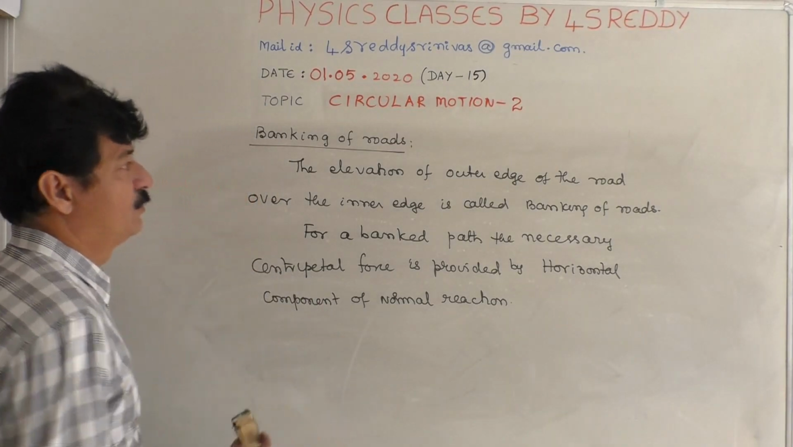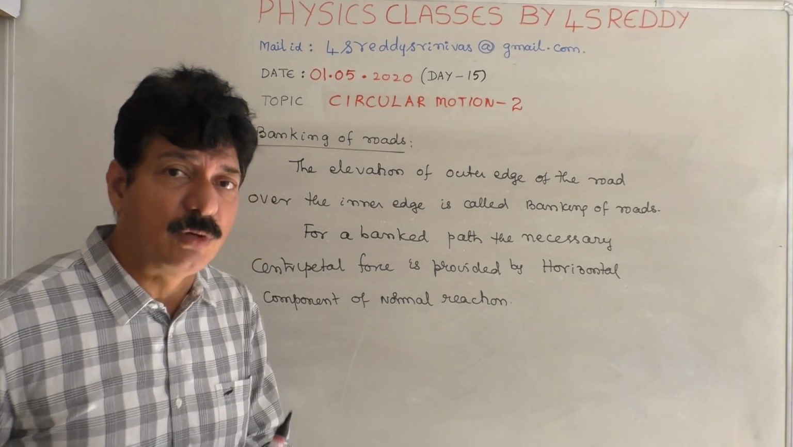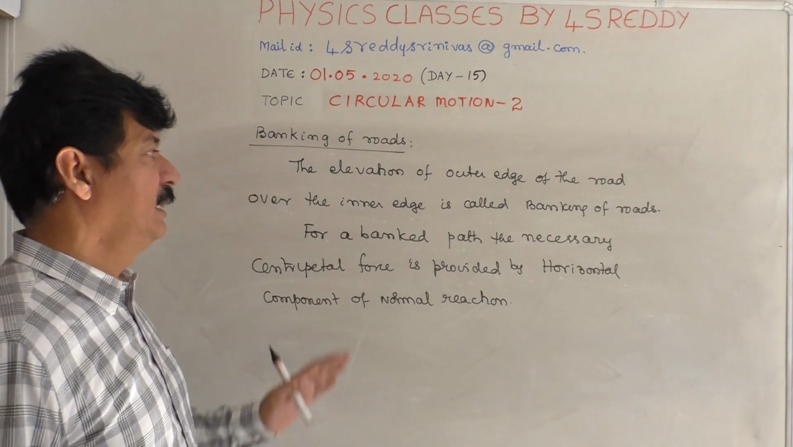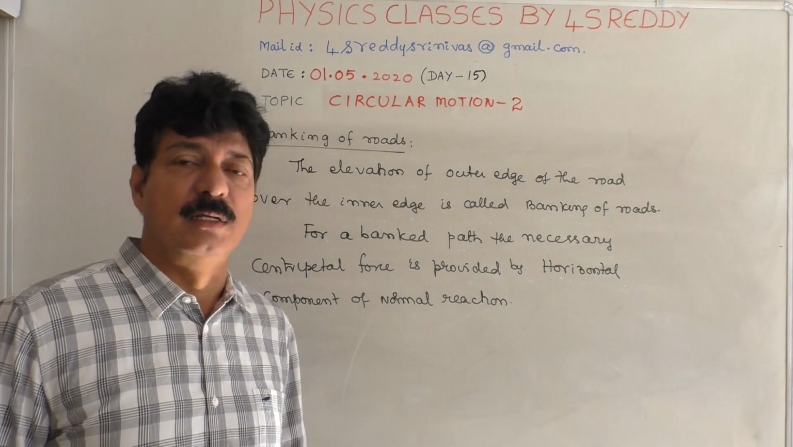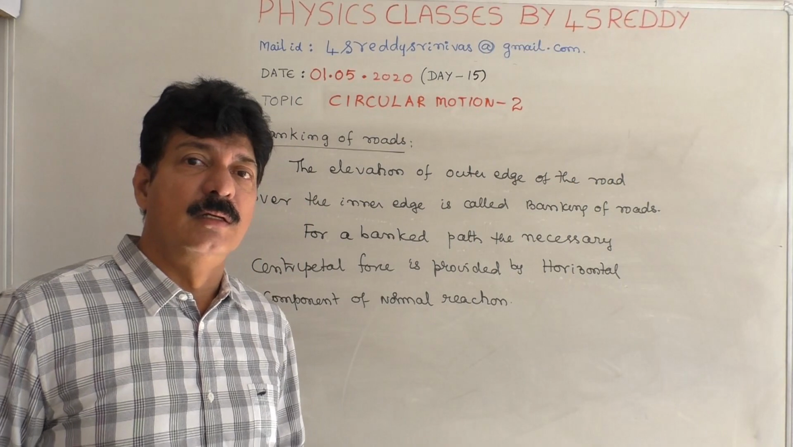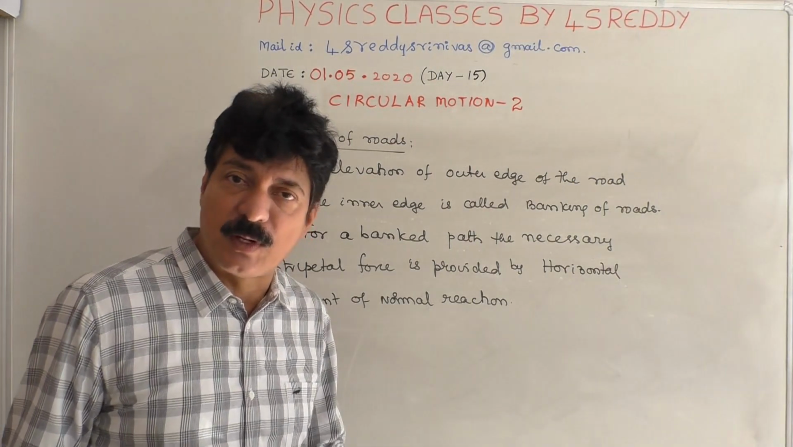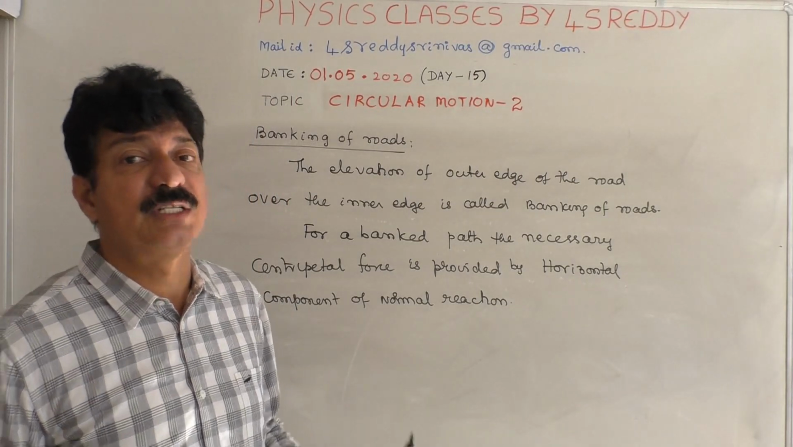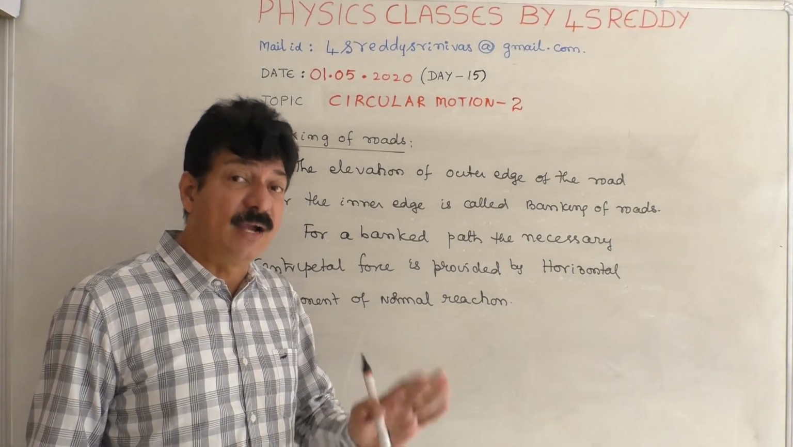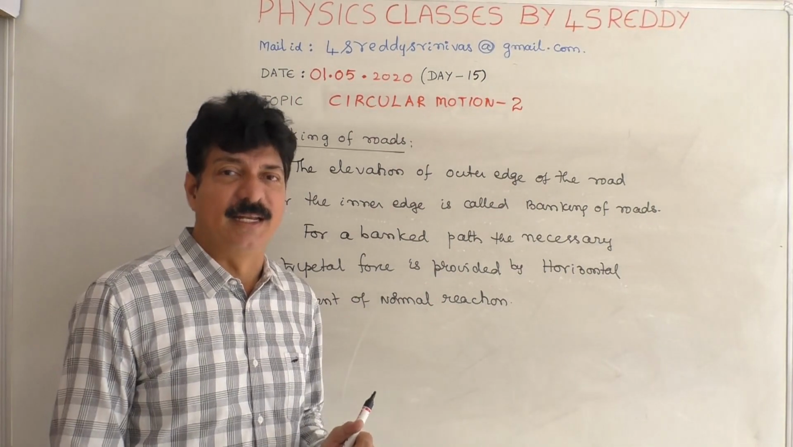That means banking of roads means the elevation of the outer edge of the road over the inner edge. This takes place only on curved paths. Whenever you consider an unbanked path, the necessary centripetal force is provided by the friction. Suppose the friction is not sufficient, it may skid. To prevent the skidding of the vehicles, banking of roads should be done.